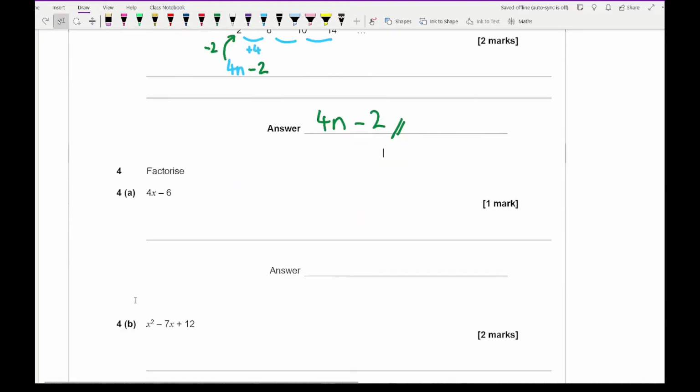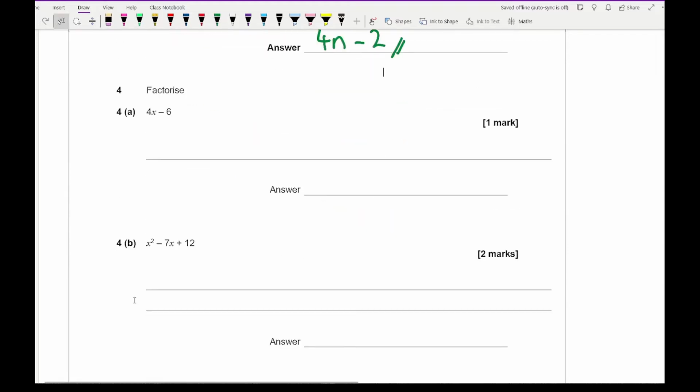Then moving on to question 4, which looks at factorising. So here our two terms have both got numbers, so we want to take out the highest common factor of 4 and 6, which is 2. Then what do I have to multiply 2 by to get 4x? Well, I need to multiply 2 by 2x. And what do I need to multiply 2 by to get 6? That's going to be 3, and there's a minus in between.